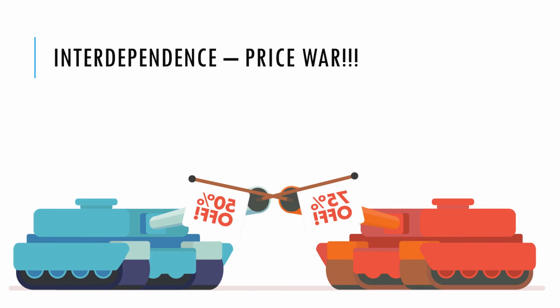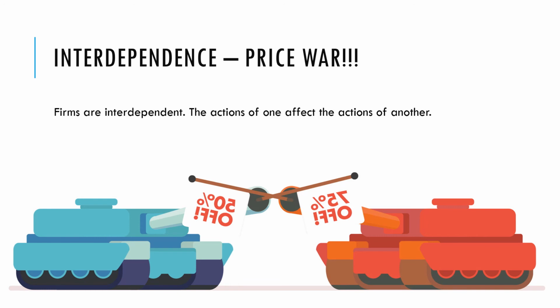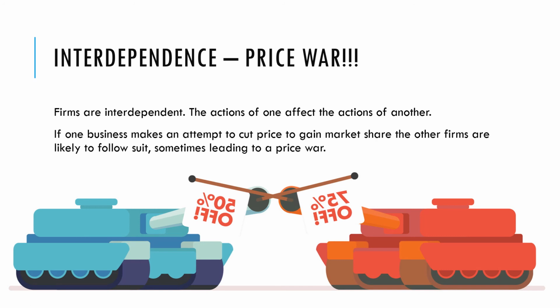We said that oligopolistic markets, as another characteristic, so moving beyond barriers to entry now, have interdependence. So firms tend to be quite interdependent. The actions of one firm affect the actions of another. If one supermarket cuts their price to try and gain market share, it's likely other firms are going to follow suit. And so this can sometimes lead to a price war where firms compete with each other to offer discounts.